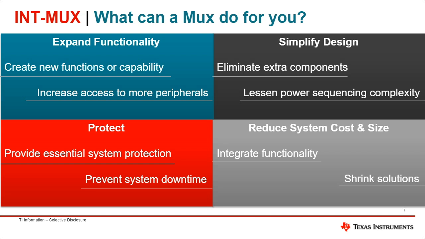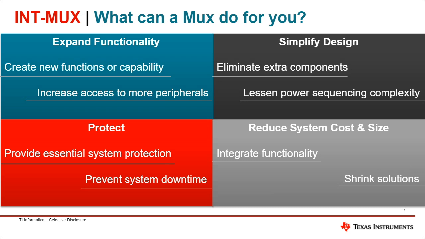So what can a MUX do for you? A MUX can do multiple things. Expand functionality, create new capabilities, and increase access to more peripherals. As we saw earlier, you can have 8 different inputs into 1 output, for example 8 different sensors, switching between them and outputting one of them. Simplify design, eliminate extra components, and lessen power, sequencing, and complexity. So instead of having full components going to an ADC, you can have them all go to a MUX and switch between them, picking which one goes to the ADC one at a time.